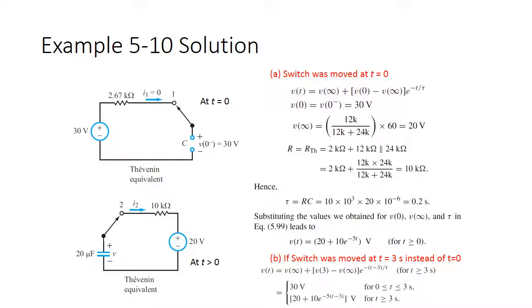And then B, if our switch was moved at t equals 3 instead of t equals 0, that's essentially just changing our time shift. Our 30 volts, instead of being up to 0, is going to be up to 3 seconds, so we're going to get a piecewise function for that. And then after, we're going to get the same initial V of t, except with a modifier on that t to be t minus 3, because it's 3 seconds shifted over. Essentially, we've shifted our output 3 seconds over, and that's all we've done.